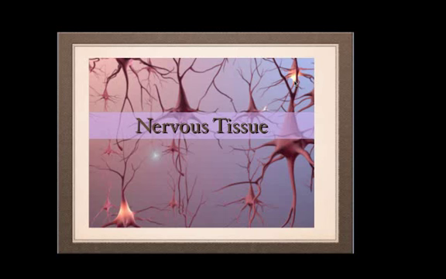Hi folks, this is the second nervous system lecture. This one's basically going to just focus on nervous tissue physiology. So we're going to go through what is an action potential and how do neurons send signals.